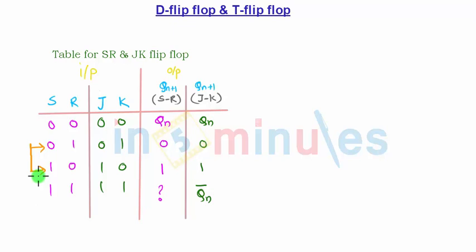So if we use this kind of combination where S and R bits are complementary to each other, as well as J and K, then this kind of flip-flop is called a D flip-flop. I'll explain why it is called a D flip-flop once we finish with the D flip-flop diagram. So let us see here.